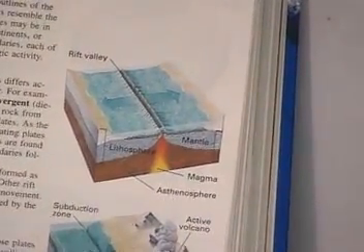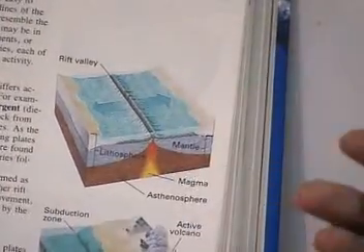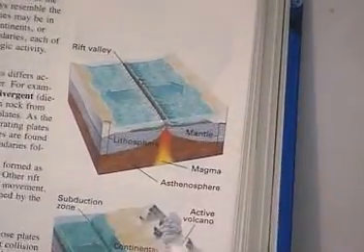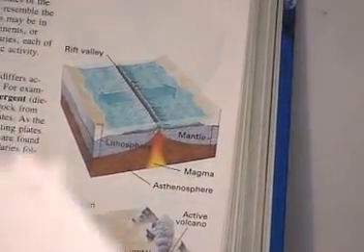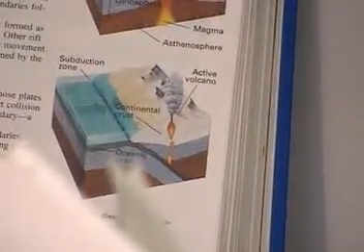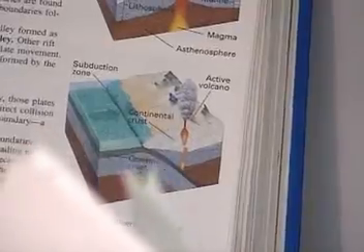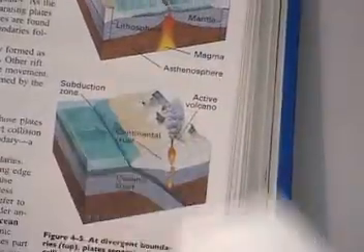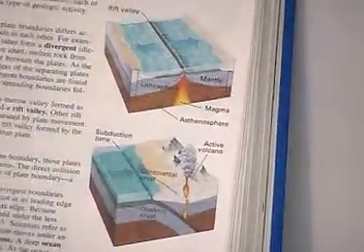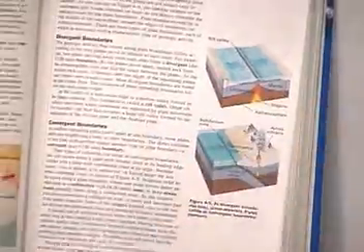What's the top picture showing us? This right here is our Divergent Boundary, and this is our Convergent Boundary, and this is the transform boundary.